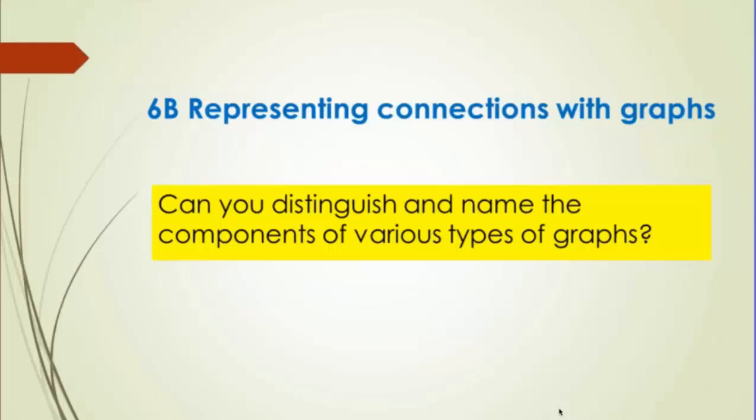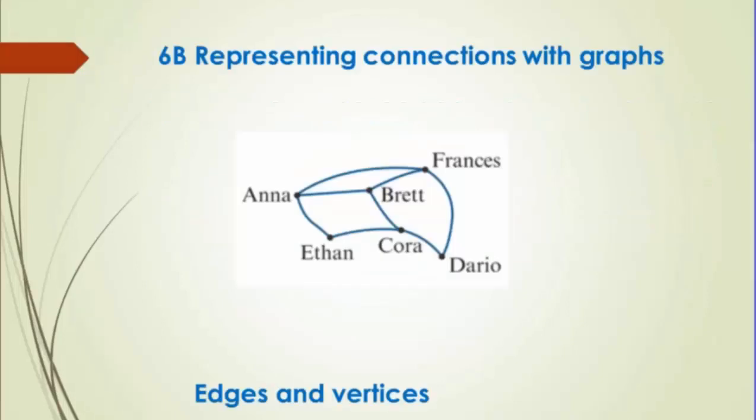This morning's lesson, we're going to identify the various components and various types of graphs, as you can see from our learning intention up there. You already know what edges and vertices are, and so on that diagram there, how many edges are there? Just count for yourselves. How many edges? An edge is the line joining two vertices. 1, 2, 3, 4, 5, 6, 7, 8. Agreed? 8 edges. And how many vertices?